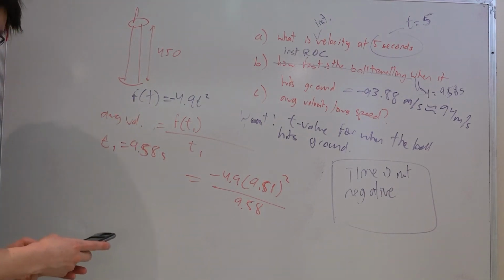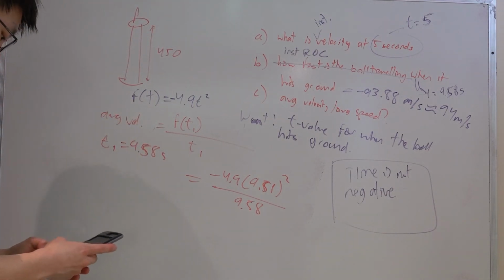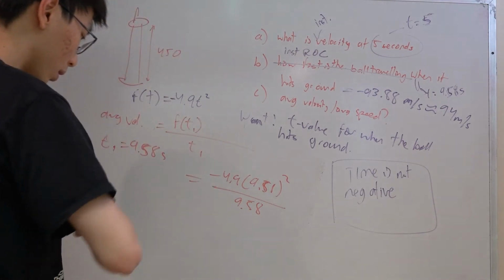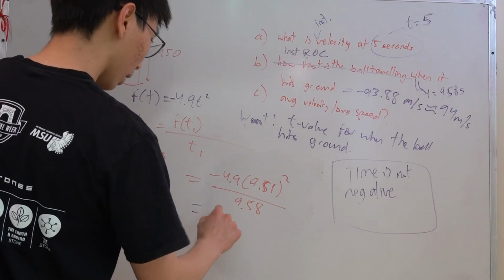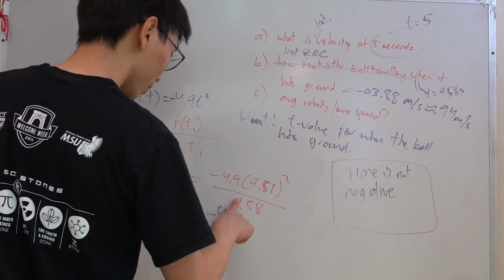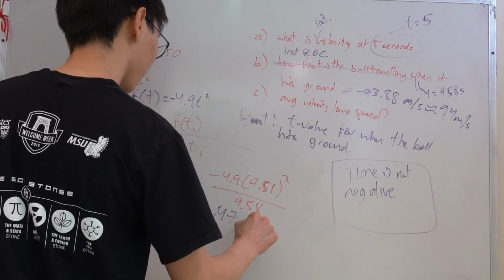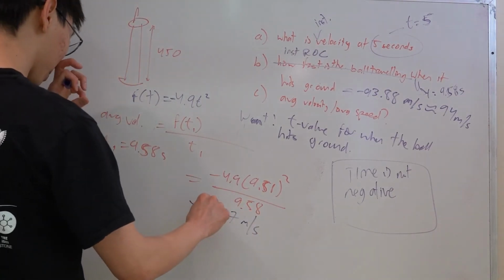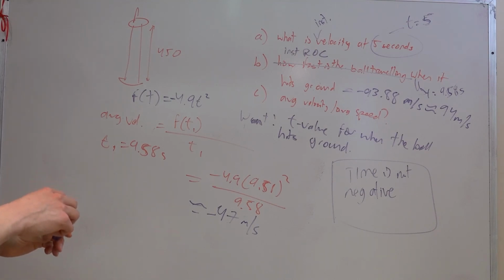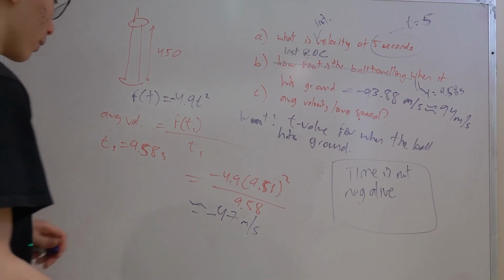It's just negative 4.9 times 9.58, and I'm getting negative 46, let's round it to 47. I'm getting around that. Okay? Negative 47 meters per second. Okay? All right, so that takes care of the first question.